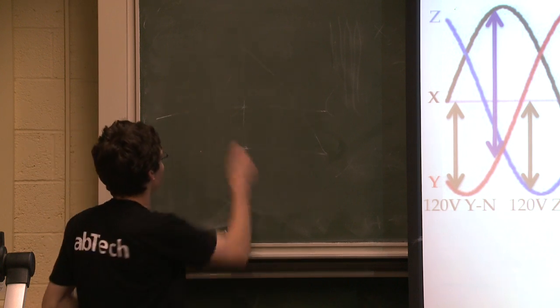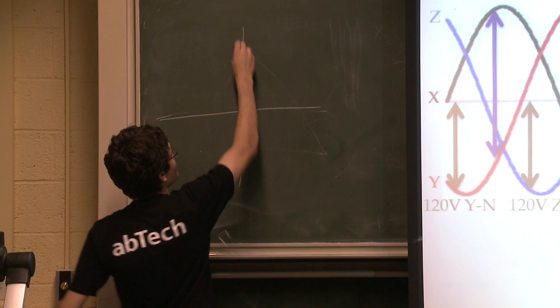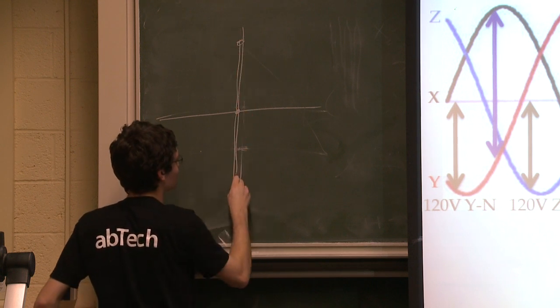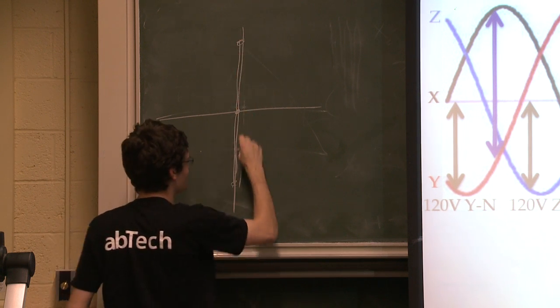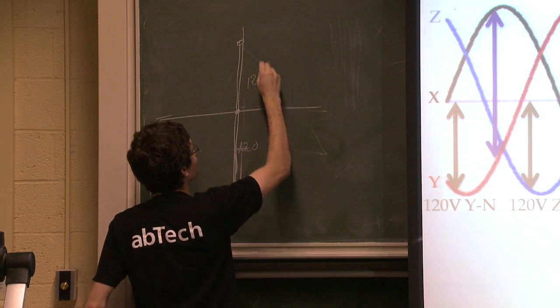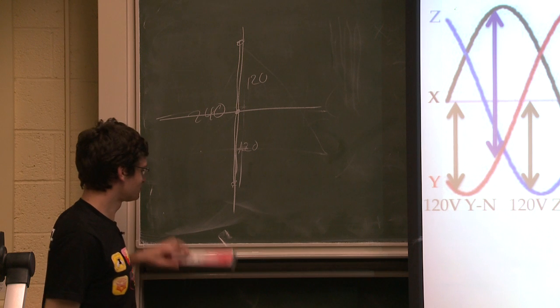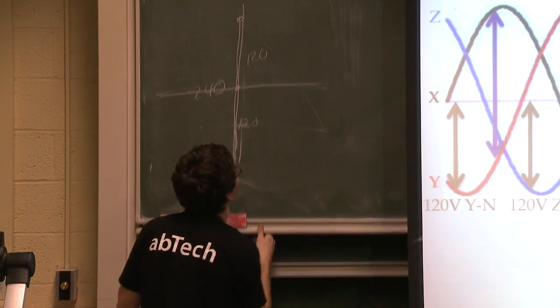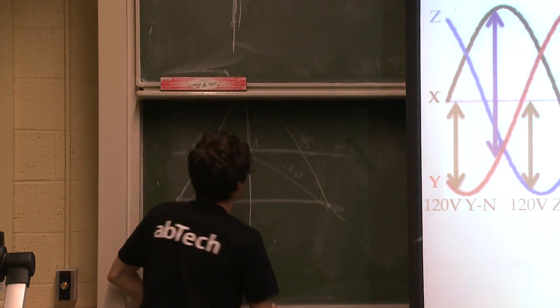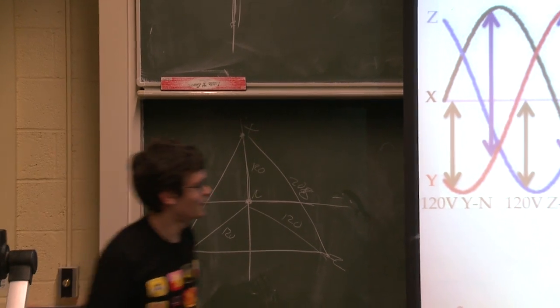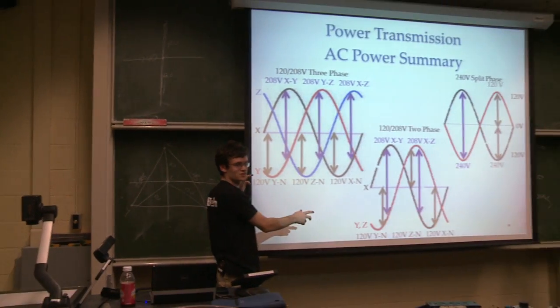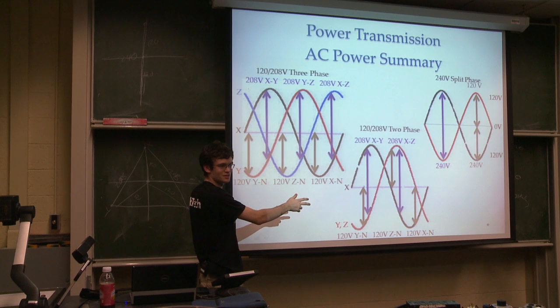And then the split phase. Split phase is 120, 120, 240 over the whole thing. I'll leave those up so you can look at them. Does everyone understand the difference between these 3 diagrams?